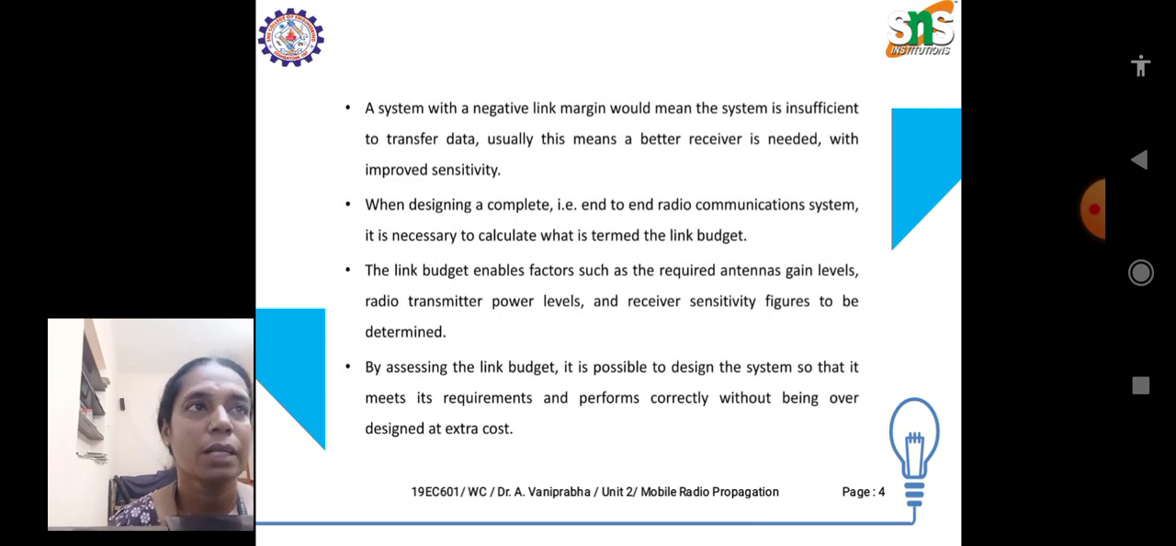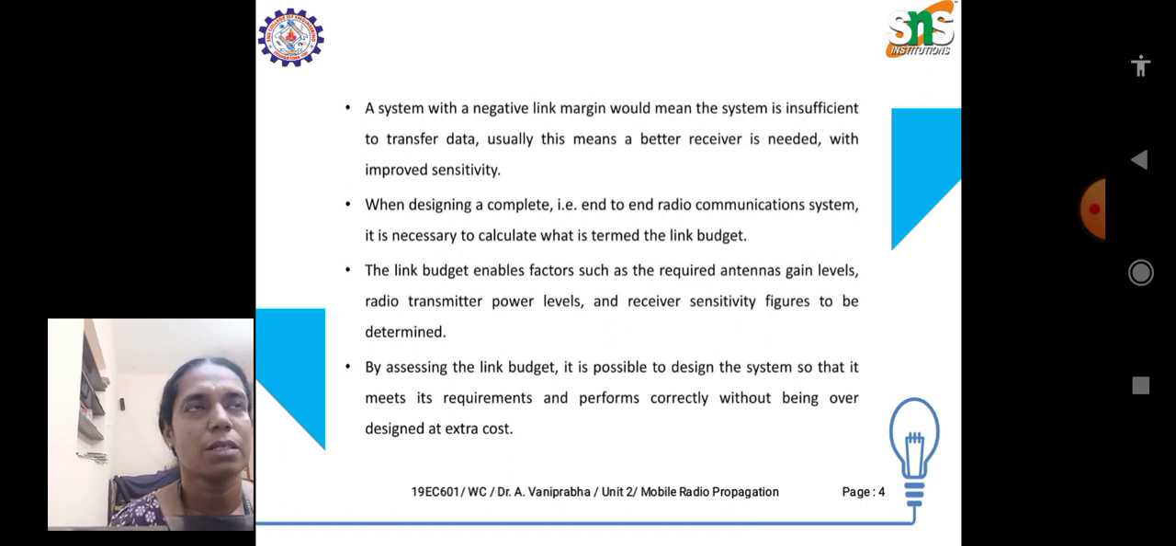When designing a complete, that is end-to-end, radio communication system, it is necessary to calculate what is termed the link budget. The link budget enables factors such as the required antenna levels, radio transmitter power levels, and receiver sensitivity figures to be determined. By assessing the link budget, it is possible to design a system so that it meets its requirements and performs correctly without being over-designed at extra cost. That is important. In rectifying the existing drawbacks, it should not exceed the limits and incur extra cost. It has to be taken care of.